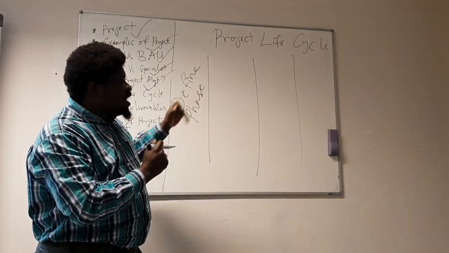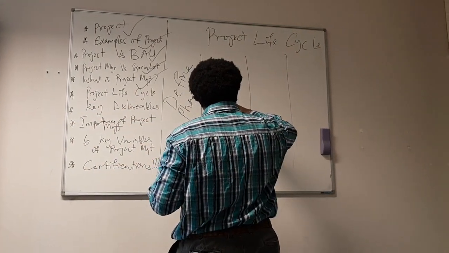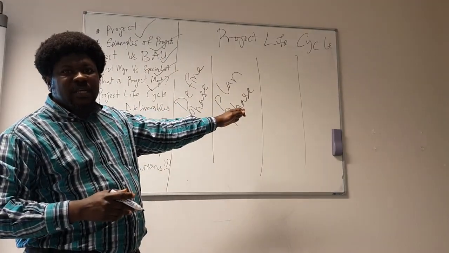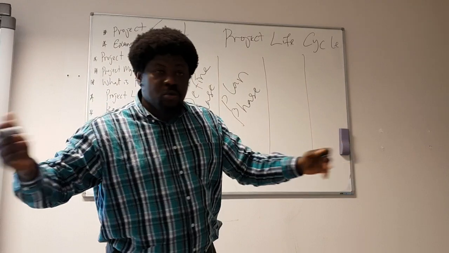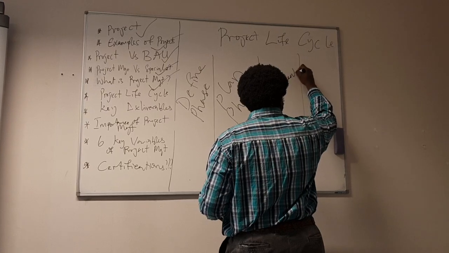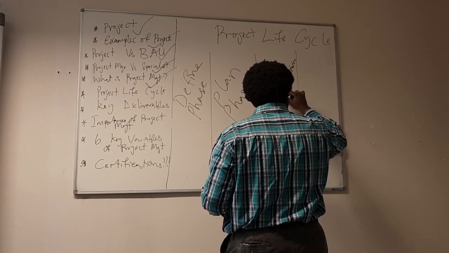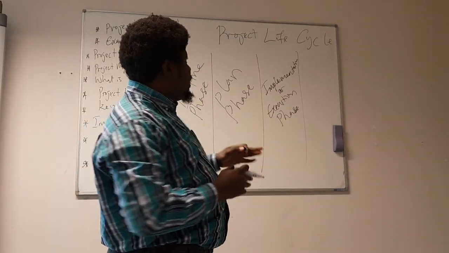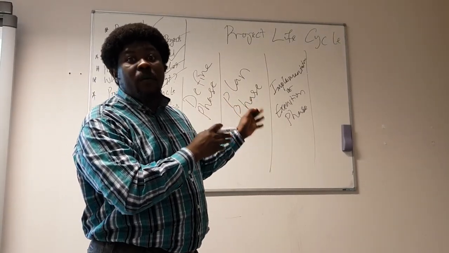After the define phase, we have the second phase, which is known as the plan phase. The third stage of the project life cycle is known as the implementation phase. Implementation also means execution, so we say implementation or execution phase. And lastly, the last phase of the project life cycle is the completion phase.